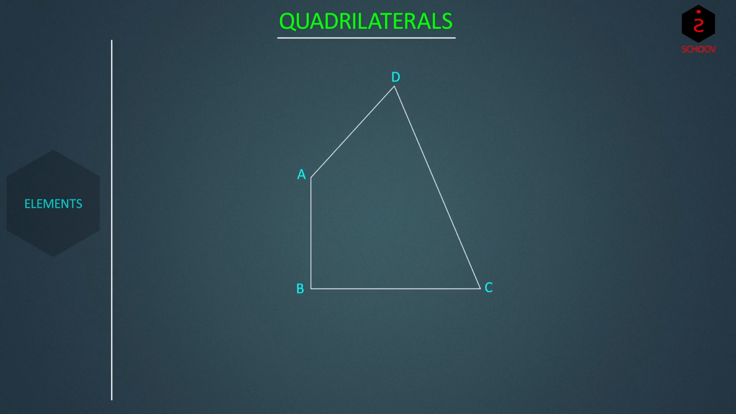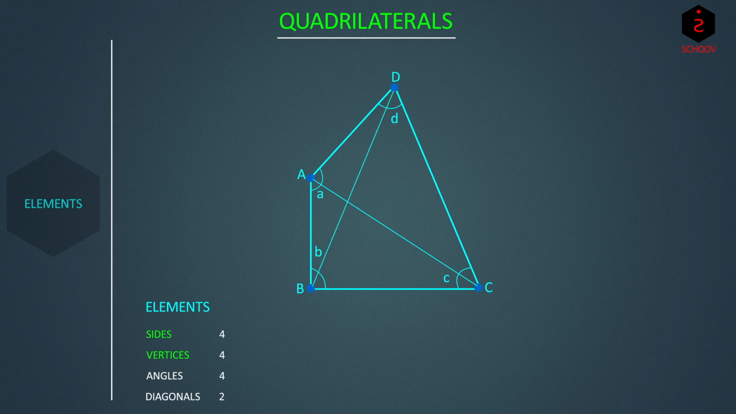Let us take a quadrilateral ABCD. Its elements are its sides, vertices, angles, and diagonals. Diagonals, however, are not essential, but without sides and vertices, there is no quadrilateral. They are essential elements. We can see that ABCD has four sides, four vertices, four angles, and two diagonals. Sides are AB, BC, CD, and DA. Vertices are A, B, C, D, and angles are A, B, C, D, written in small letters. And diagonals are AC and BD.